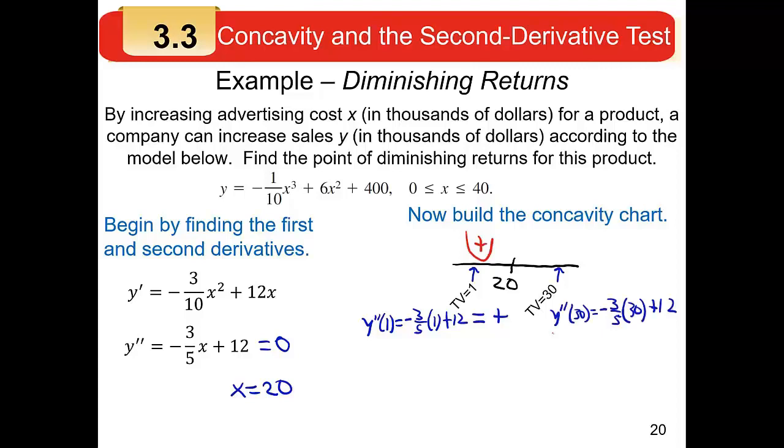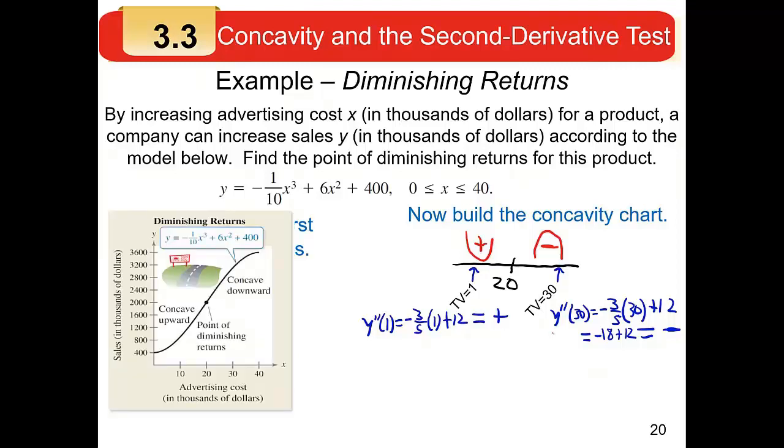If you take a test value to the right of 20, you could use 21, but why not just use 30? Seems like it'll be easier because of the 0 on the end. You'll end up with a negative number, which is concave down. That's the behavior that's indicative of a point of diminishing returns. Concave up on the left, concave down on the right. So x equals 20, and you can look at it from a graph, is the x coordinate of the point of diminishing returns.